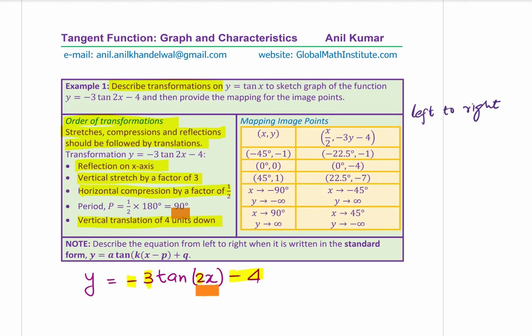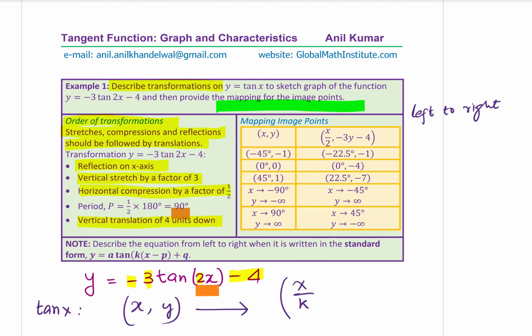Now, let's look into part 2, which is the mapping of the image points. From the equation given to us, the x values get changed by the horizontal stretch factor. If you're looking at x and y values on the tangent function, this is on tan x, correct? On the transformed function, the x values will be divided by k, that is horizontally compressed by a factor of 2. So I replace this k by 2, and it becomes x over 2. As far as the y values are concerned, they'll be multiplied by minus 3, so we get minus 3 times the y values and then translated 4 units down. So that becomes the mapping for the given case.